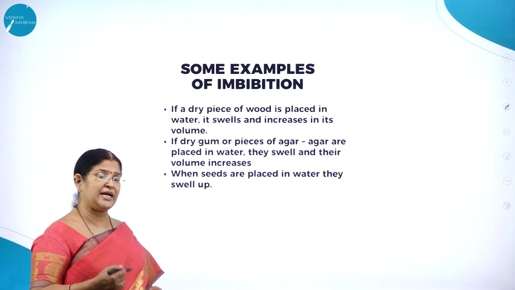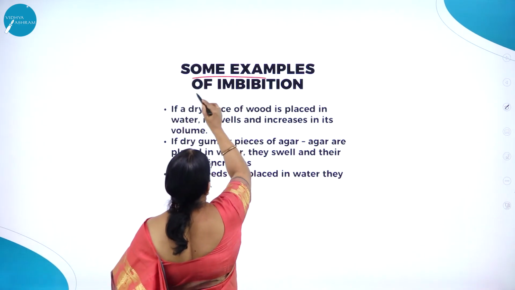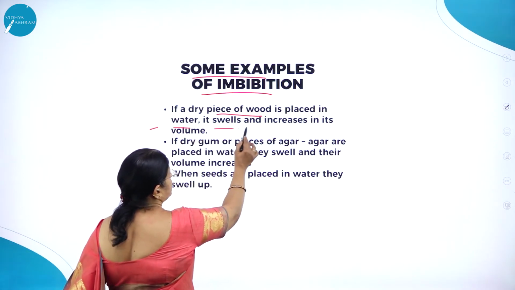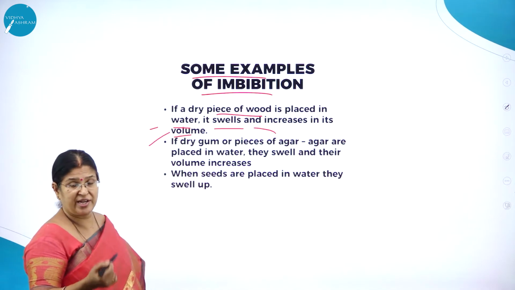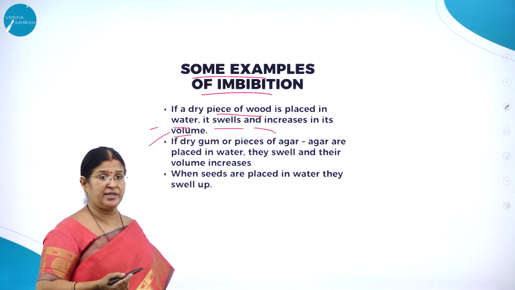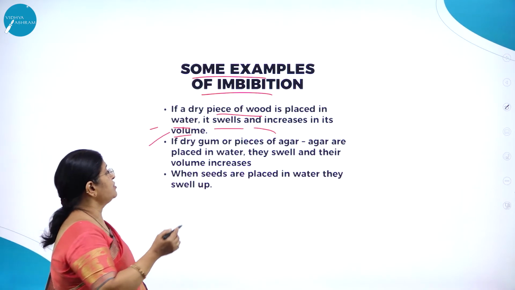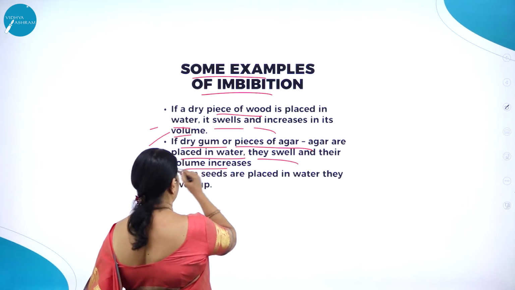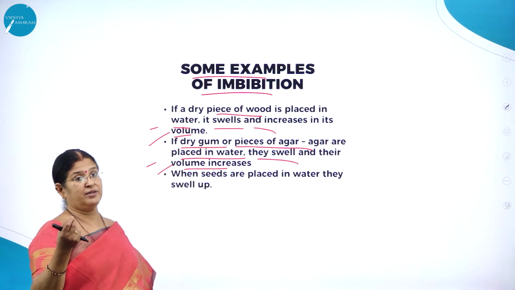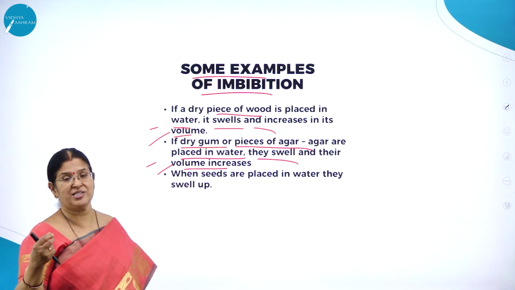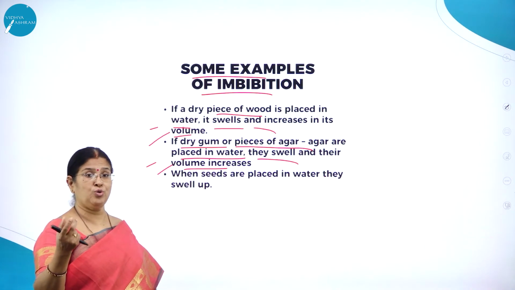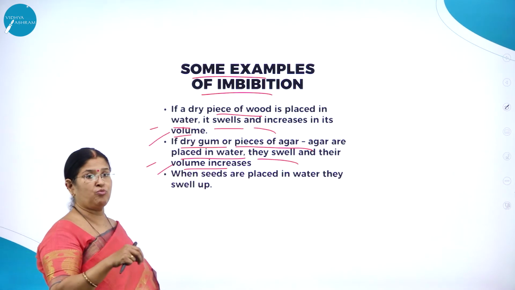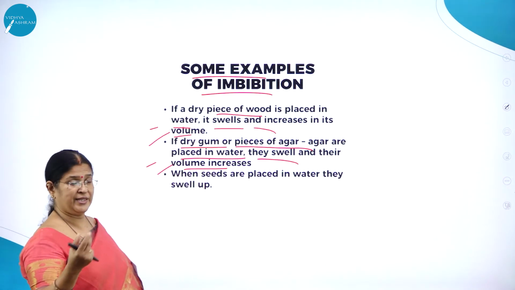Now let us study some examples of imbibition. If a dry piece of wood is placed in water, it swells and increases in its volume. This is what we come across in the rainy season when the moisture content is very high in the atmosphere. One more example, if dry gum or pieces of agar-agar are placed in water, they swell and their volume increases. In olden days, we used to take the gum from the plants and put it in water. Then it would swell up.